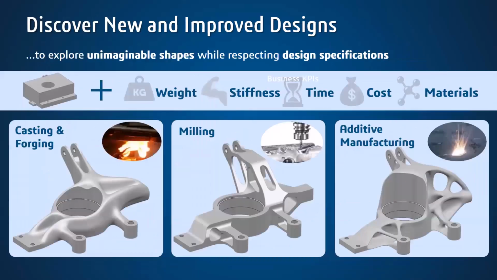And we can extend that by saying what the KPIs are, whether it's stiffness, weight, cost, materials, and so forth. And we can add in manufacturing constraints, whether that is casting, forging, milling, additive manufacturing. So it won't come up with a design that is unmanufacturable for your current methods.